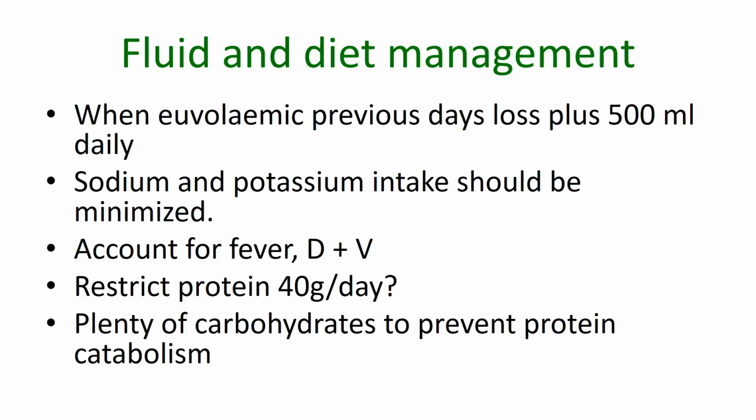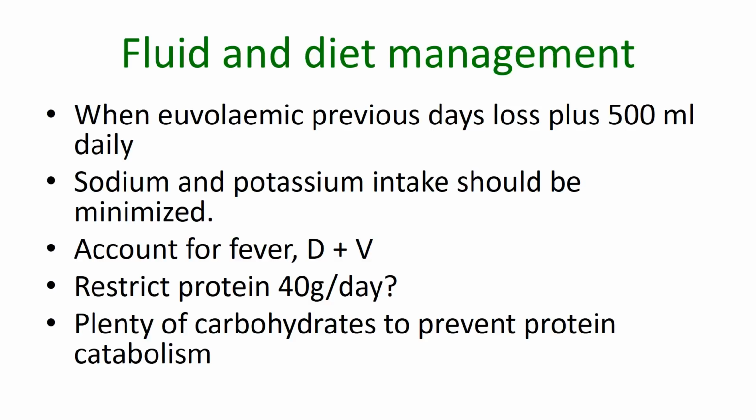But we have to bear in mind that poorly patients also need protein. So again, it's a general principle, a rule of thumb, that we might want to restrict patients' protein to about 40 grams a day, unless there was a particular indication to increase the amount of protein we were giving our patients. But we want to give plenty of carbohydrates to prevent protein metabolism.